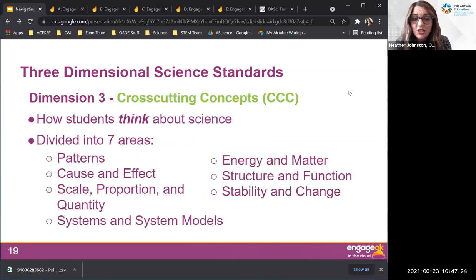And then the last dimension, which is my personal favorite, is the cross-cutting concepts. This is how we can help students think about science. We always get that question: I don't even know where to start. I don't even know what I'm supposed to be looking at. These cross-cutting concepts can really help direct student thinking, from looking for patterns or cause and effect. Energy and matter is actually becoming one of my favorite ones, as I see how that's weaved throughout all of the grade levels. It's really interesting to see that one progress as students grow in their understanding of science.